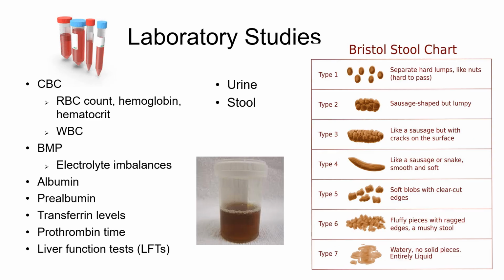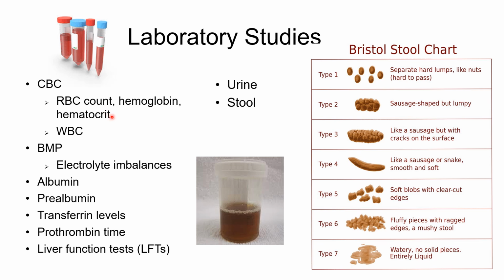Moving on to laboratory studies. So we have a lot of different types of studies that we can run. Really depends on what we're looking at. So our CBC, our complete blood cell count, our red blood cells, our hemoglobin, and hematocrit. So those can indicate a loss of fluid volume, so hypovolemia. And the way that relates to our GI system is if we have a GI bleed.